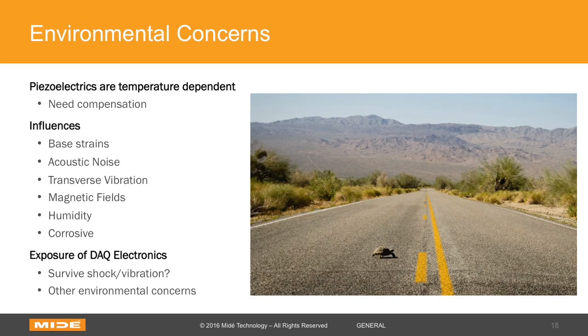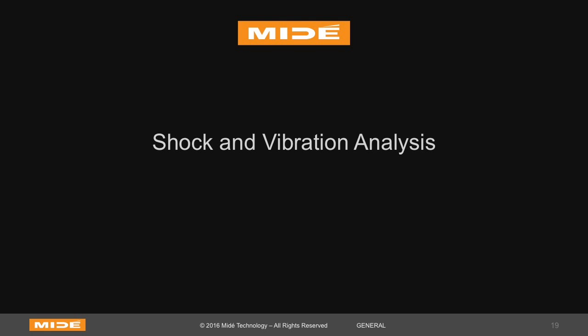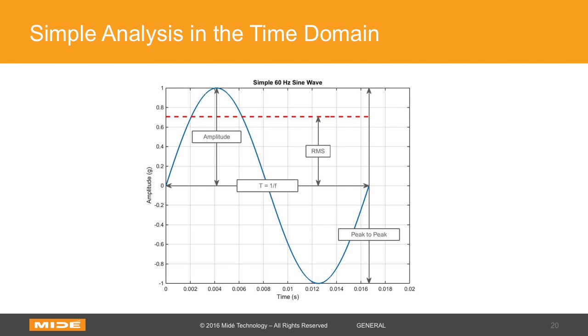Now we can get into the good stuff, which, assuming you have a good setup and good sensors and DAQ and everything, you have data, and now we get to analyze that data. This is fun. When analyzing vibration data in the time domain, which would be amplitude plotted against time, you're limited to a few parameters that you can use to quantify the strength of your vibration profile. Those being the amplitude, the peak-to-peak value, and RMS.